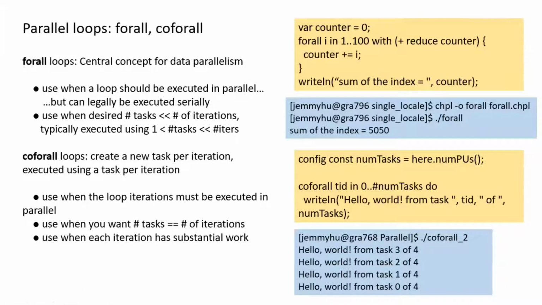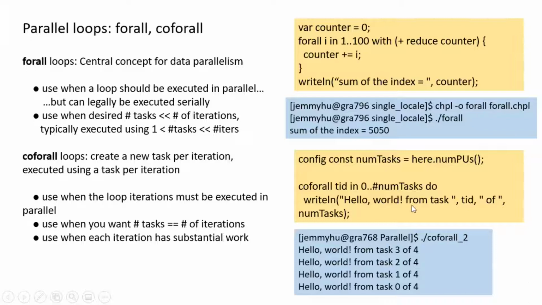And then Chapel has another called coforall loop. Coforall loop basically creates a new task per iteration and executes one task per iteration. So this is basically when you want to do loop parallelization, and the number of tasks is equal to the number of iterations. That basically means each iteration of your loop has a substantial work to do.